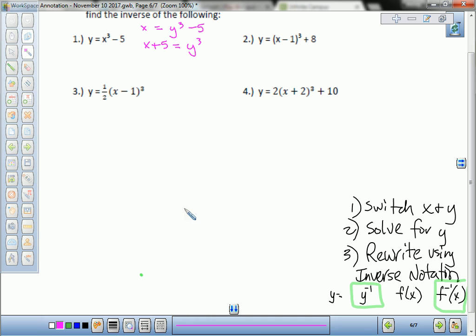Now how do we get rid of a cube? How do we undo cubing? What is the inverse operation of cubing something? Cube root. Taking the cubed root.